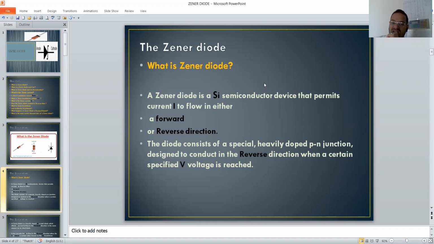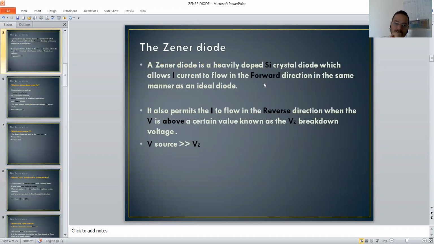The diode consists of a special heavily doped junction, and because of that we will use it for something like voltage regulation, and we will discuss why in the next slides. It is a heavily doped p-n junction designed to conduct in the reverse direction when a certain specified voltage is reached. And we will discuss why we use it in reverse bias more than in the forward direction.